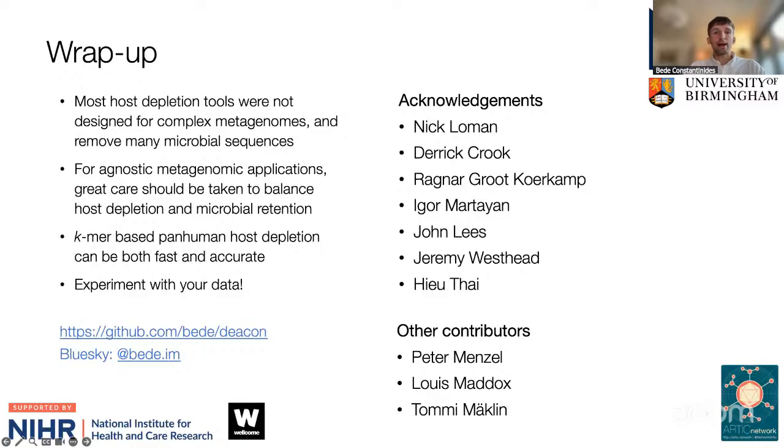So to wrap up, most host depletion tools perform quite poorly with complex microbial metagenomes, as they were not really designed for it. As such, care needs to be taken to balance host depletion and microbial retention. Deacon is an example of a tool designed to do this, but not alone. And I'd say the best thing you can do is to experiment with your own data and try out different approaches. But most importantly, make sure you do some form of reasonable host depletion, particularly before you share data that might contain sensitive host genetic information.